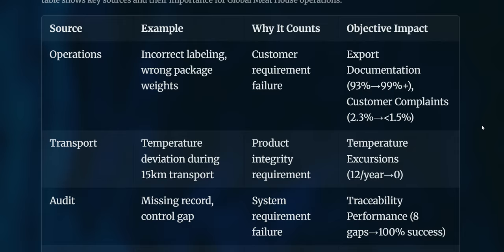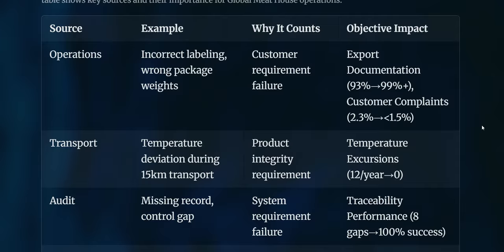The second source of nonconformity is transport. For example, temperature deviation during 15 kilometers transportation is a nonconformity. It counts as a nonconformity because product integrity requirements have been breached. Objectives impacted by this temperature deviation include our objective of temperature excursion elimination, after 12 incidents from last year.